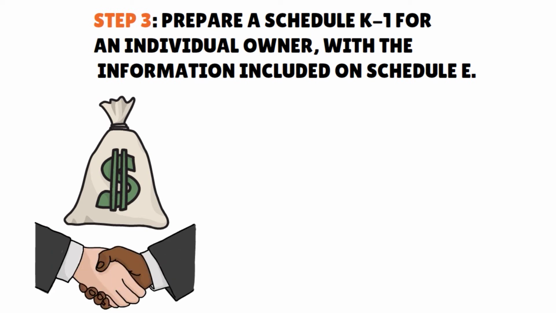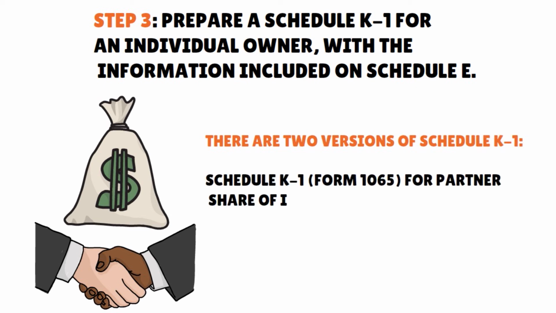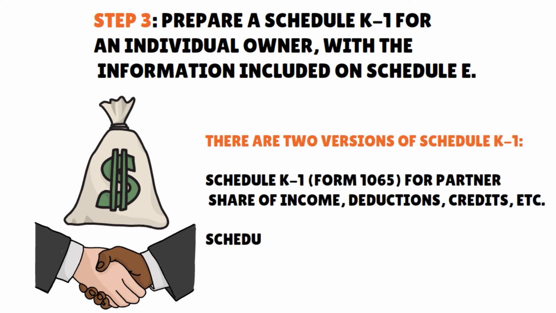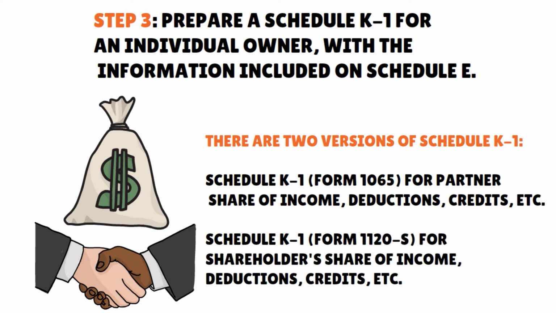And there are actually 2 versions of Schedule K-1. So you have a Schedule K-1 Form 1065 for partner share of income, deductions, and credits. And then you have Schedule K-1 Form 1120-S for shareholders' share of income, deductions, and credits.